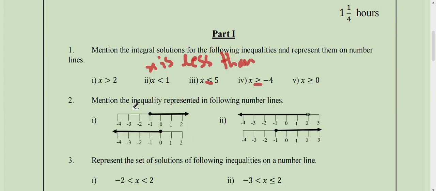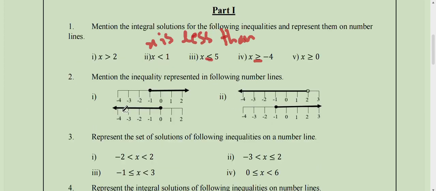Okay, now we move to the second question. Mention the inequality represented on the following number lines. So the first question is what? Look at the number line. Firstly you should see this circle on the number line. This is shaded, right? So that means the equal sign is also represented in this inequality.